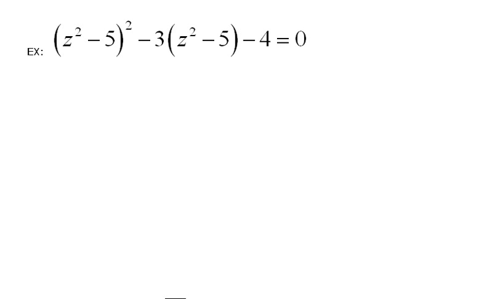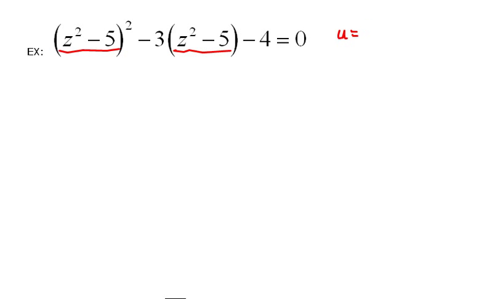Okay, so let's try another one. Here we have this problem, and again, if you really look at it for just a minute, wouldn't it be nice if this was quadratic? If we had something squared minus 3 times something minus 4, that would be quadratic. So we're going to do, again, a u substitution.